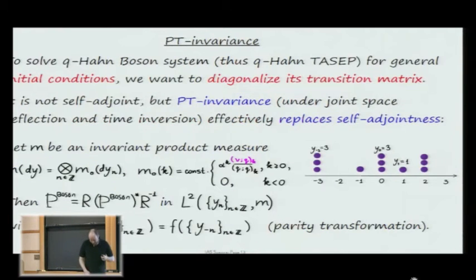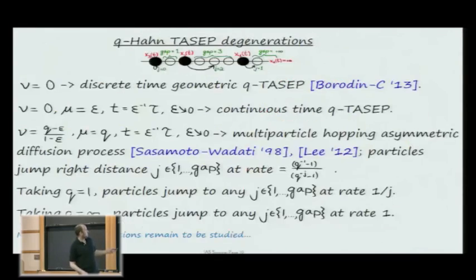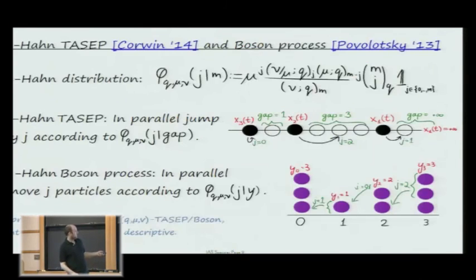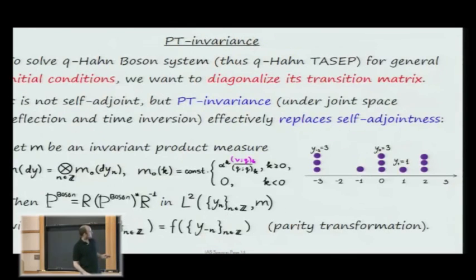Okay, so from the start, if you remember back to this Q-Hahn boson process, you see that this is not self-adjoint. Particles are getting driven in one direction. So how in the world are we going to start to diagonalize the system? Well, though it's not self-adjoint, it has a property which is called PT invariance. And this might be an abuse of the term, but it is used in interacting particle systems to mean what I say here. What PT invariance means is that essentially the transition matrix or the Hamiltonian is related to its adjoint in a very simple way.